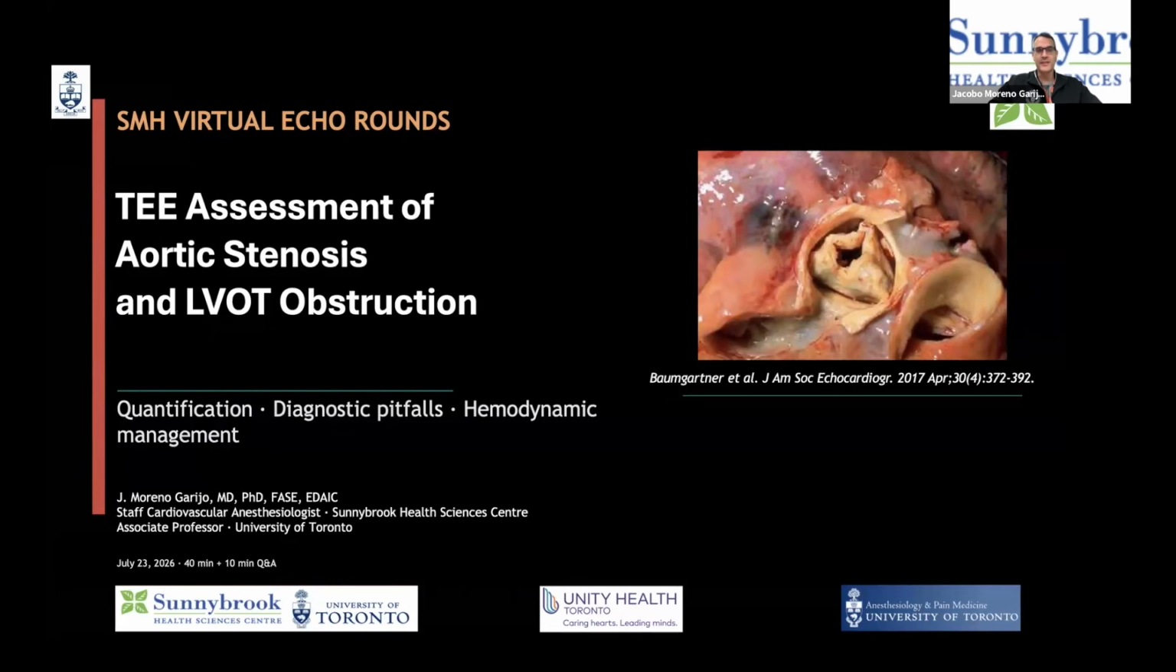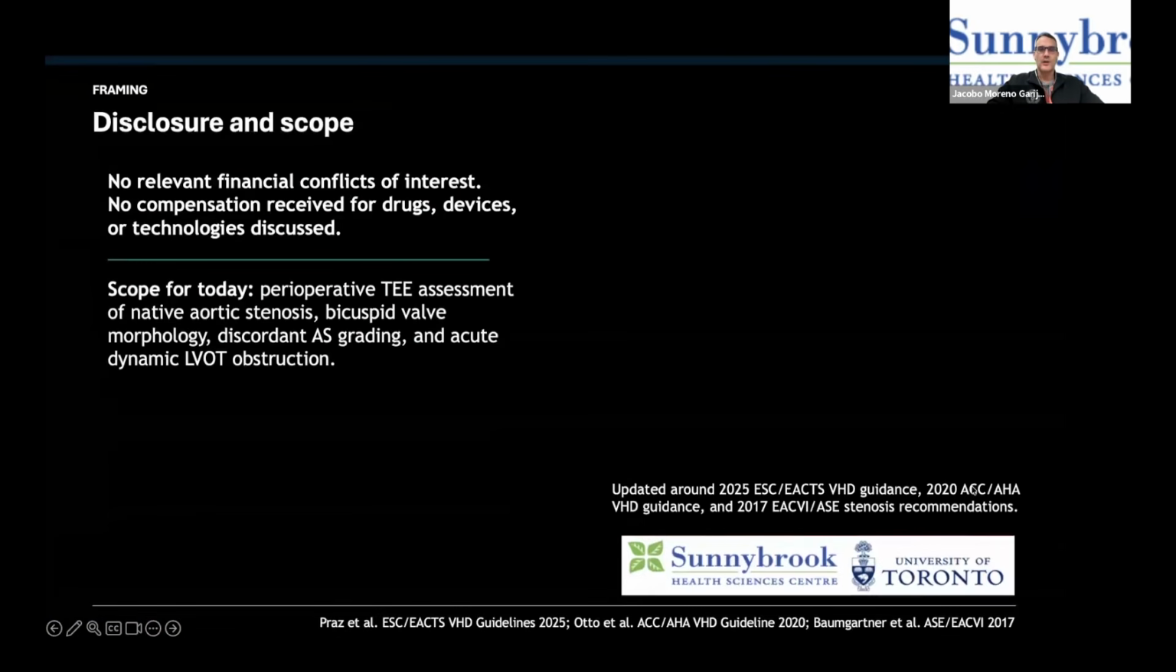So with no further delay, today I think this is an important lecture that I'd like to discuss with my fellows when I have them in the OR, and with my residents and colleagues, because we all struggle a little bit with this assessment of aortic stenosis. I think LVOT obstruction is part of the differential diagnosis too, and I would like to include it in this lecture. I have no disclosures for this talk.